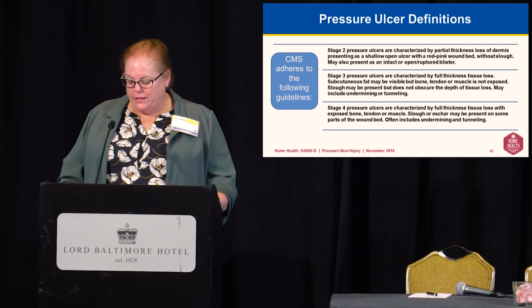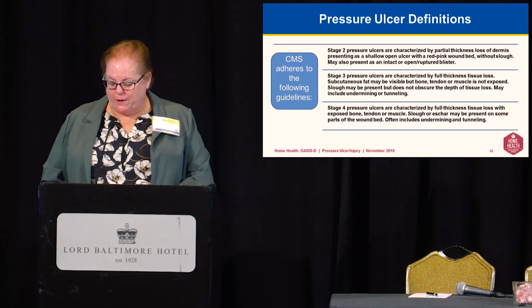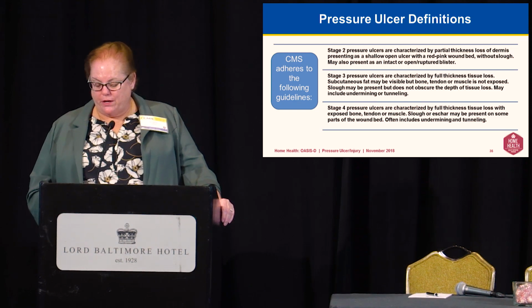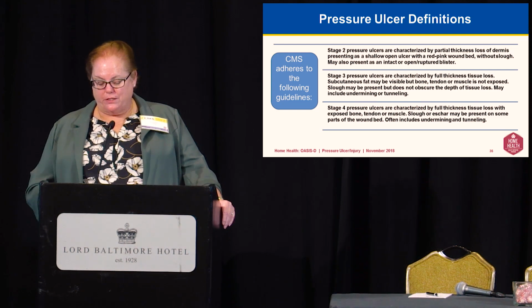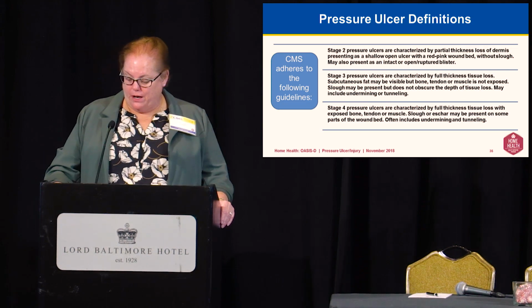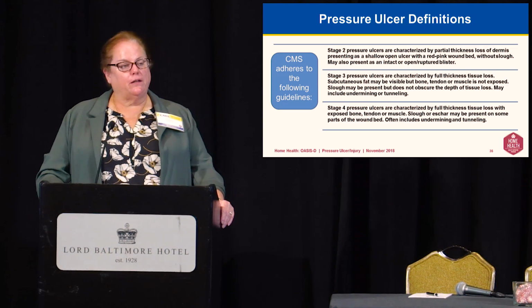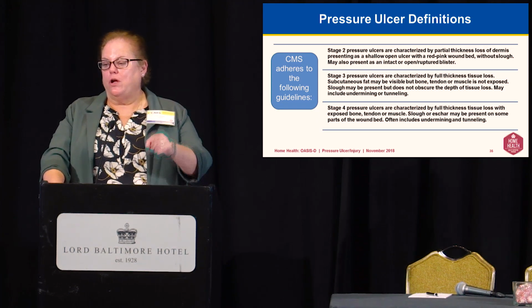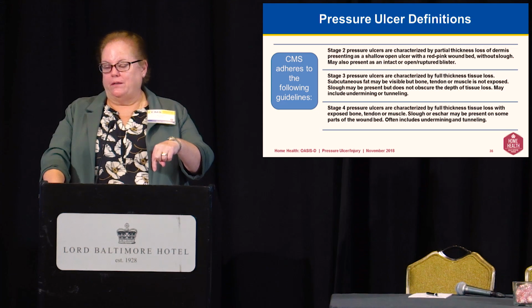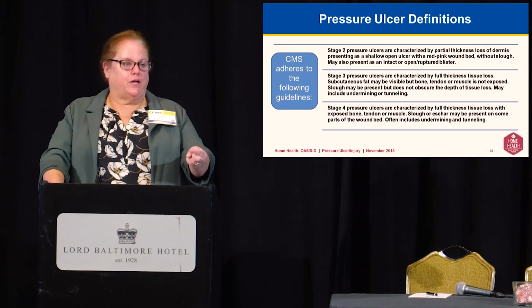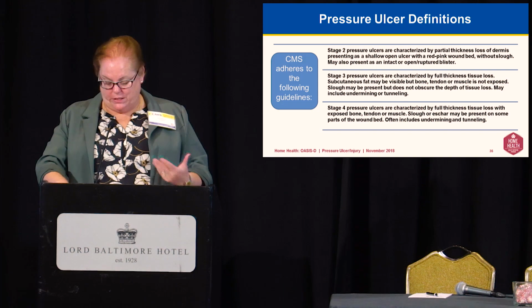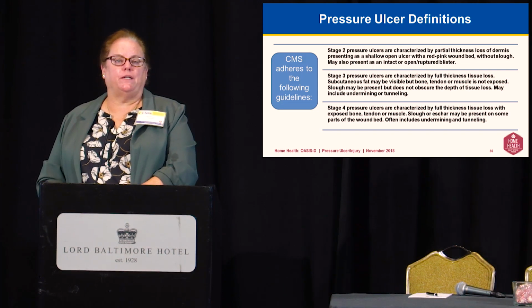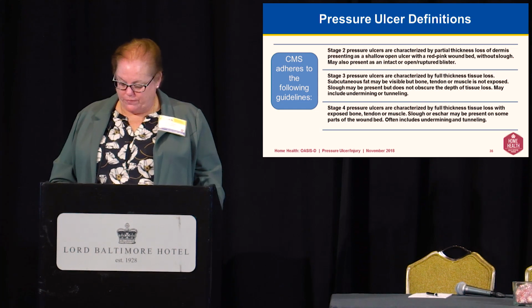And then a stage 4 pressure ulcer is characterized by full thickness tissue loss with exposed bone, tendon, or muscle. Slough or eschar may be present on some parts of the wound bed, and it often includes undermining and tunneling. But if you're looking at a wound, let's say it's 3/4 covered with slough or eschar, but you can see bone or tendon, what are you going to code that one as? Stage it as a 4, right? Because you can see the bone and the tendon. So at that point, by definition, it's coded as a 4.